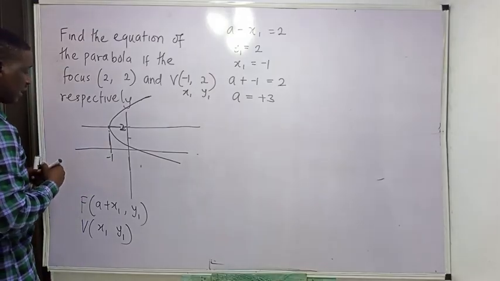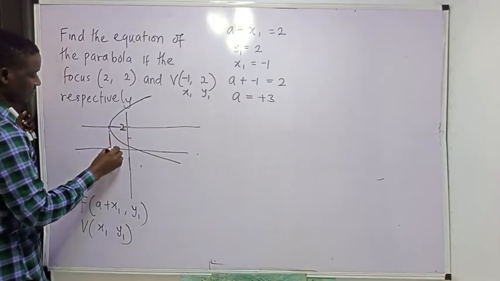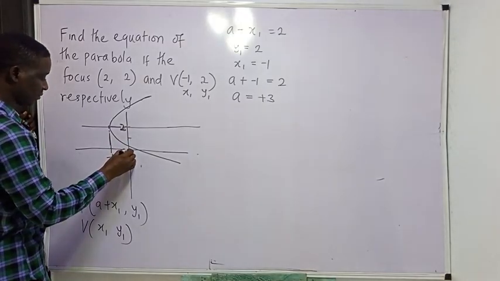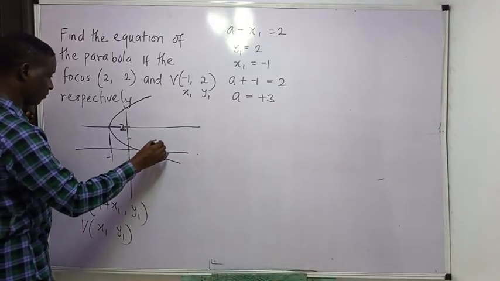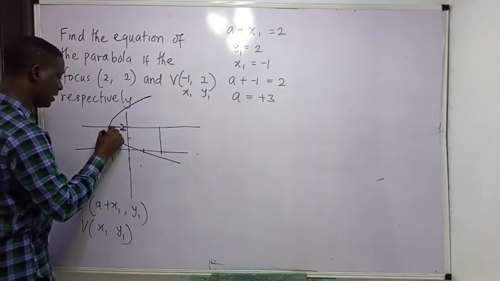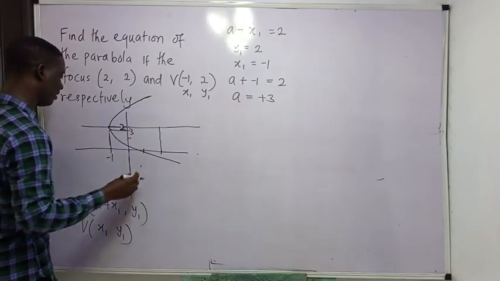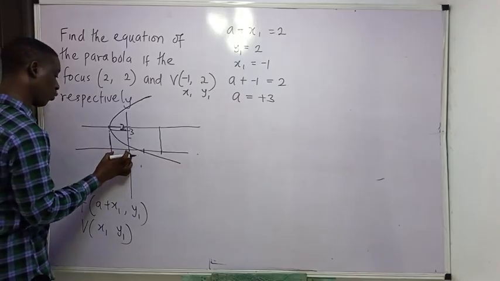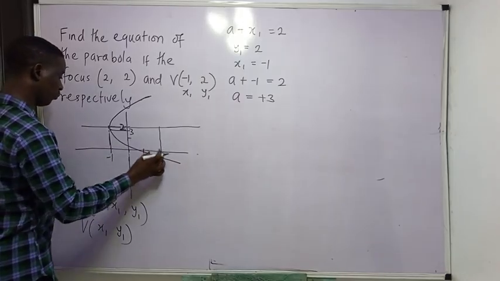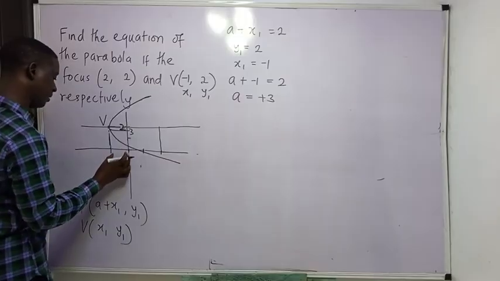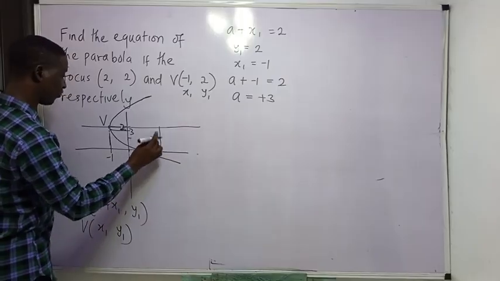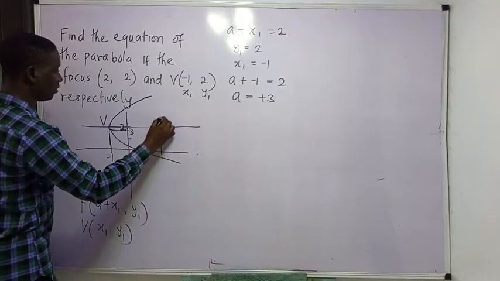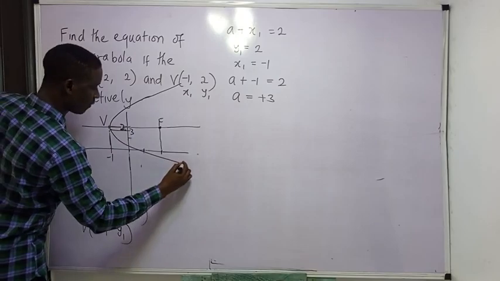So we count from here: 1, 2, and 3. That means from here to here should be 3, to the right. Going to the right, this is plus 1, plus 2, plus 3, because I'm taking it from the vertex here. So this is where the focus will be.